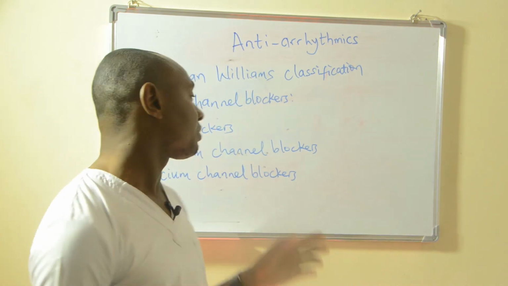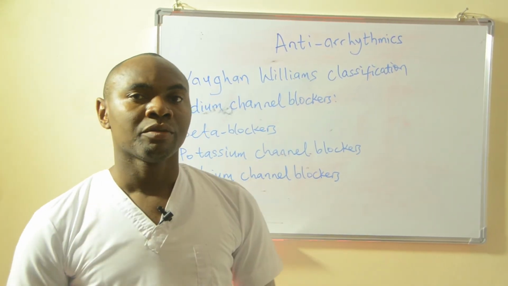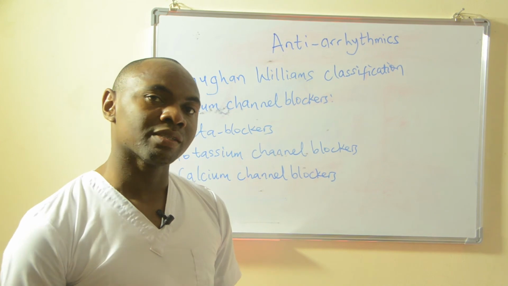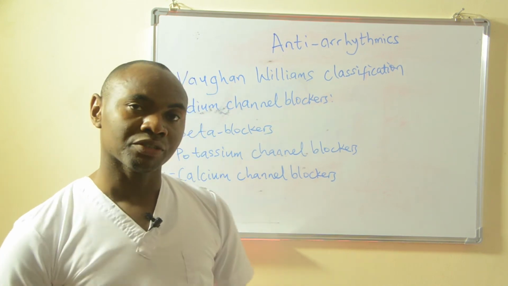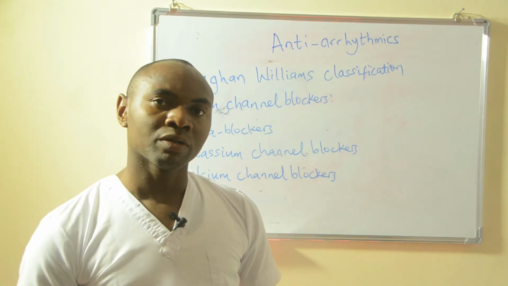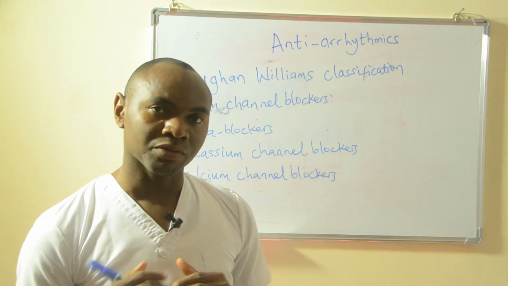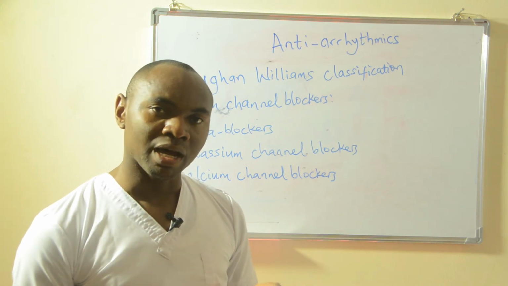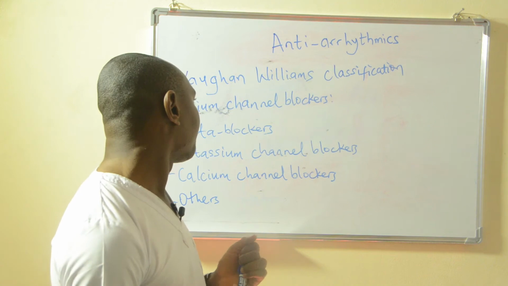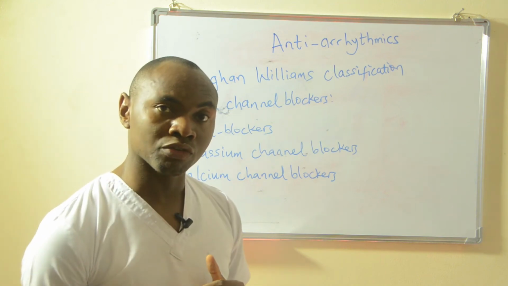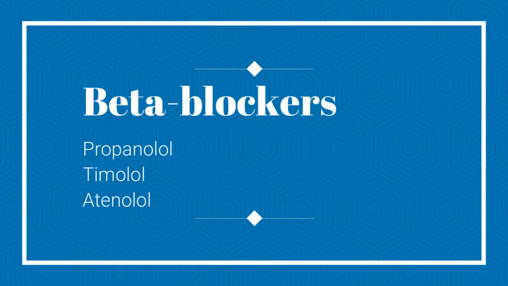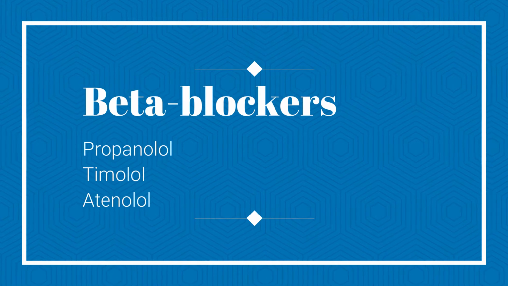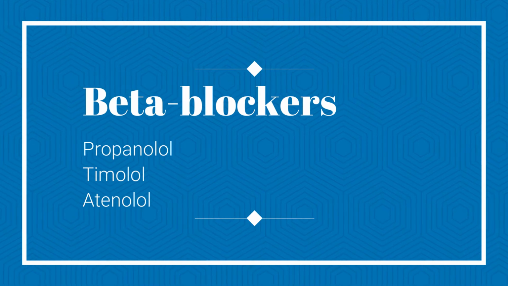Secondly, we have the beta blockers. In antihypertensives, we also have this classification, beta blockers. They block the beta adrenergic receptors and prevent stimulation of the heart. So, examples of these drugs include propranolol, timolol, atenolol. They together decrease sympathetic activity of the heart.